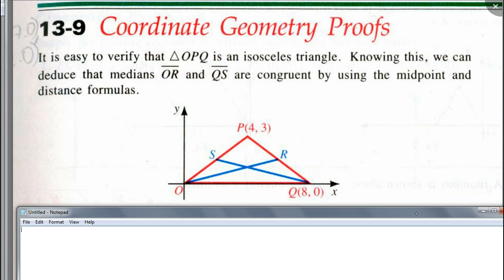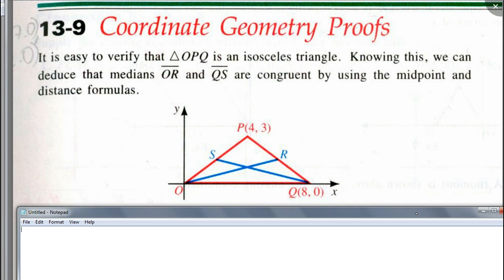As you can see, we have an isosceles triangle. If you have an isosceles triangle, well, let's read this. Kenneth, can you read this for us? It is easy to verify that triangle OPQ is an isosceles triangle. Knowing this, we can deduce that medians OR and QS are congruent by using the midpoint and distance formulas.